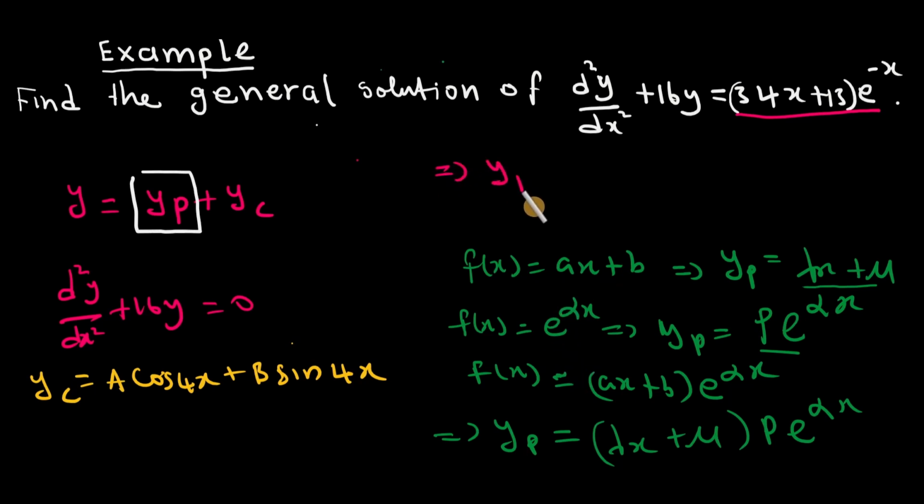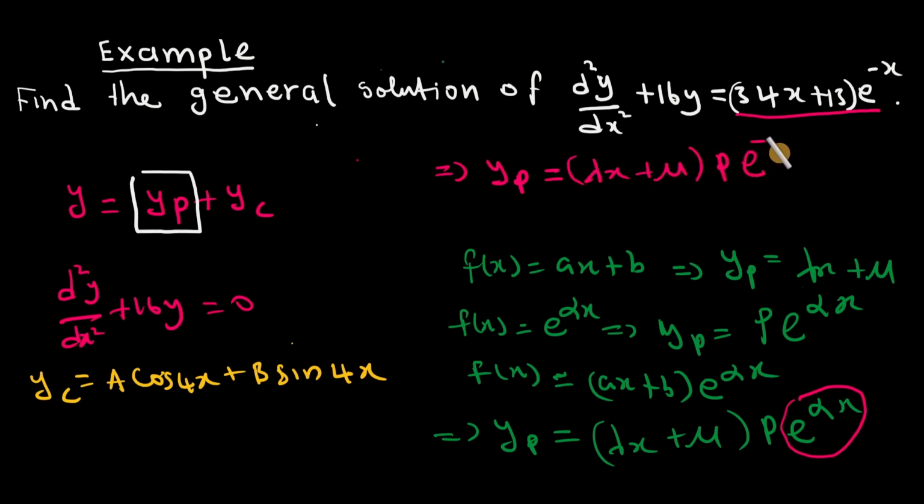This means yp will be equal to the product of these two forms. But you know, e to the alpha x in this product is e to the minus x, that is, alpha is minus 1. So yp will be (lambda x plus mu) times p e to the negative x. You have to take note here that writing out this form in yp, we don't copy the coefficient of x here, which is 34. We don't copy this constant, which is 13 here. So we just write the form.